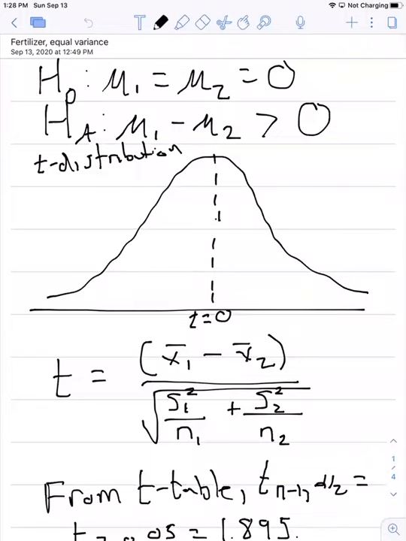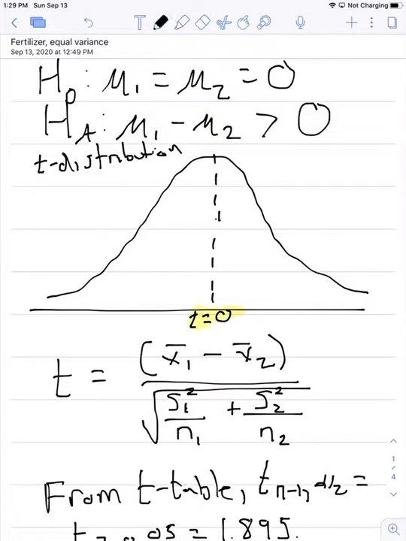This video will use the fertilizer data to do a test of equal variances between the two populations, fertilizer A and fertilizer B. Remember, our null hypothesis is that the population means are equal to zero, and our alternative hypothesis is that the difference between the two means is greater than zero. And so we can draw the t-distribution because we're going to be doing a two-sample t-test. Remember, the mean of the distribution is where t equals zero, the peak of the distribution.